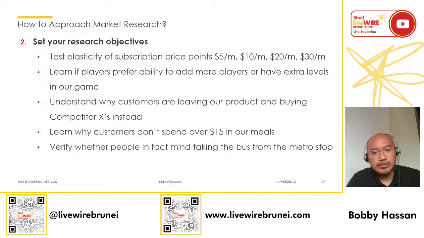And the third one, understand why customers are leaving our product and buying competitor X instead. In this case, when you're losing customers or sales, find out why they're leaving your services and going for other products or services instead. And then, second last, learn why customers don't spend over $15 on your meals. If you want them to buy more than $15 in your restaurant or your shop, then why are they not spending? You can actually ask that, either in a survey or in an interview, and then they will answer. Then you can get the answer.